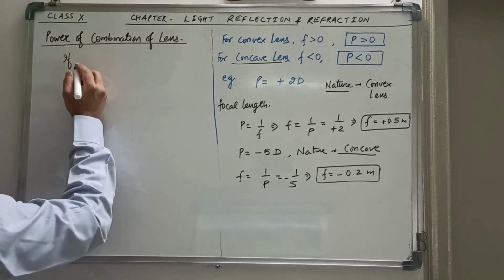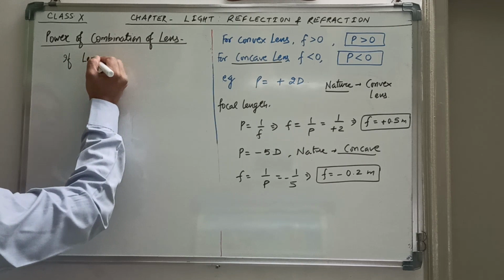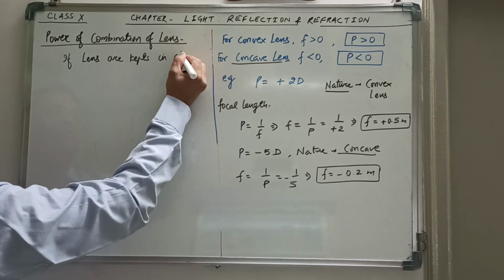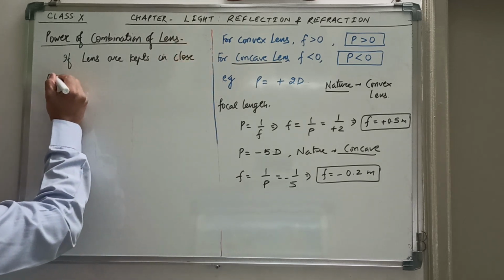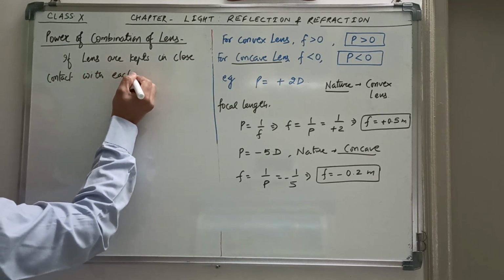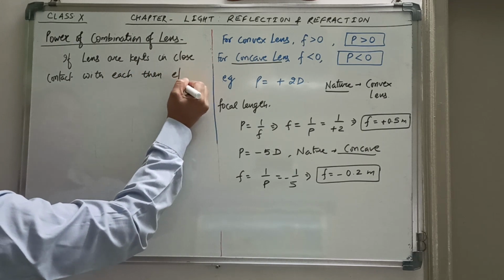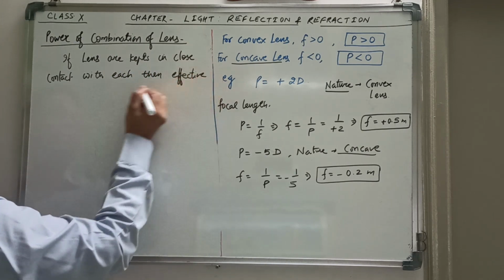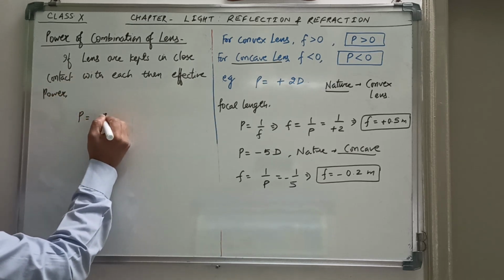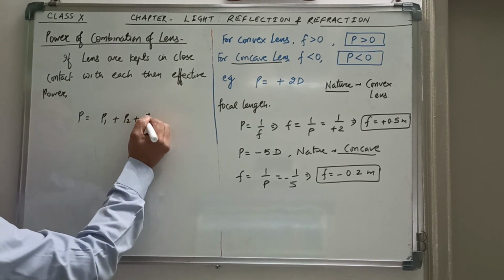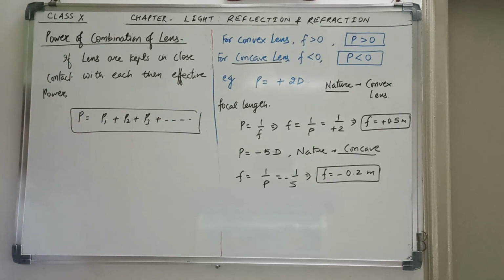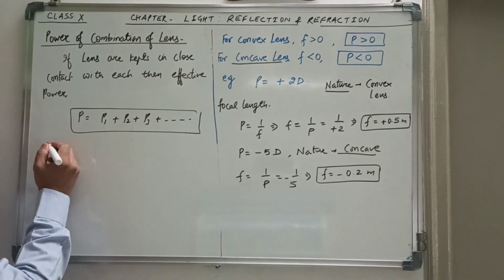So if lenses are kept in close contact with each other, then the effective power of the combination is P is equal to the algebraic sum of power due to all the lenses present. Sabki power ko algebraic sum karna hota hai, correct? Aisa hum log likhte hain.